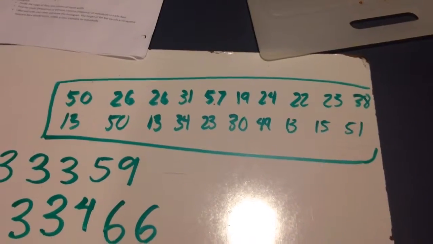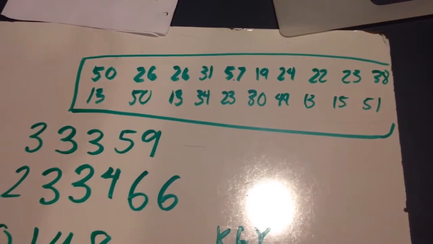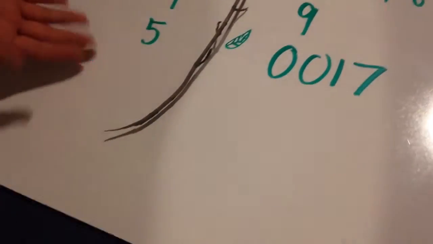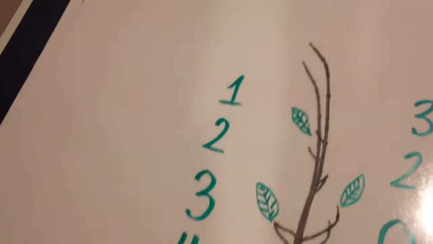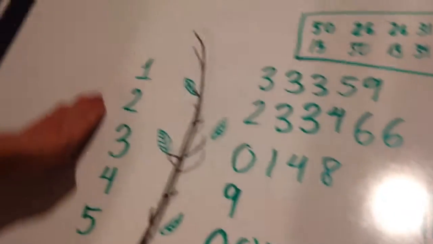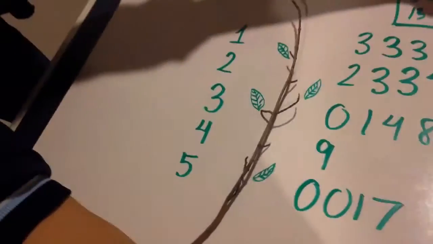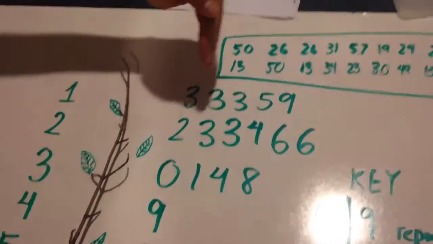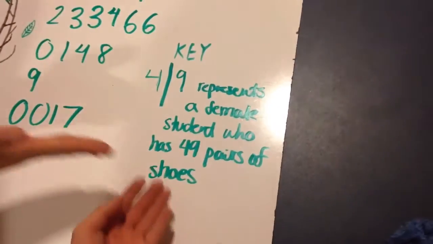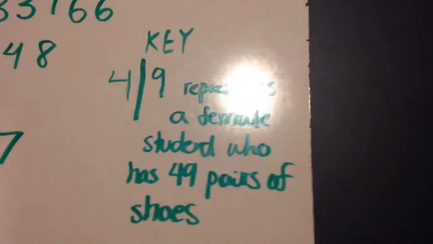Our next graph is a stem plot, where we take a table of data and transfer it into a stem plot. To create a stem plot, we separate each observation into a stem, all but the final digit, and a leaf, the final digit. Write all possible stems from the smallest to the largest in a vertical column and draw a vertical line to the right of the column to separate the columns. Write each leaf in the row to the right of its stem. Arrange the leaves in increasing order out from the stem. Then, provide a key that explains in context what the stems and leaves represent. In this case, 4, the divider, and 9 represents a female student who has 49 pairs of shoes.